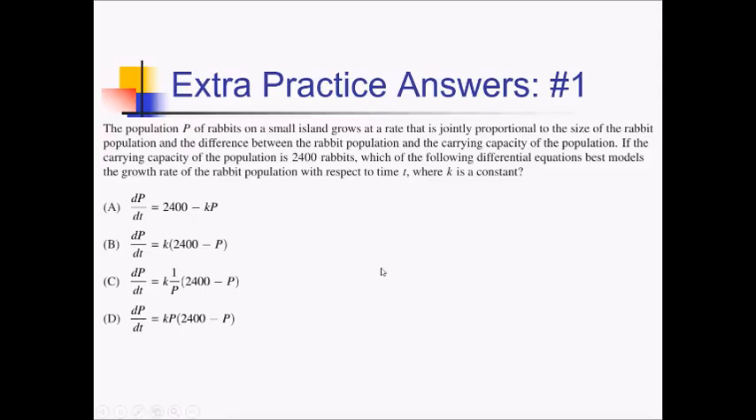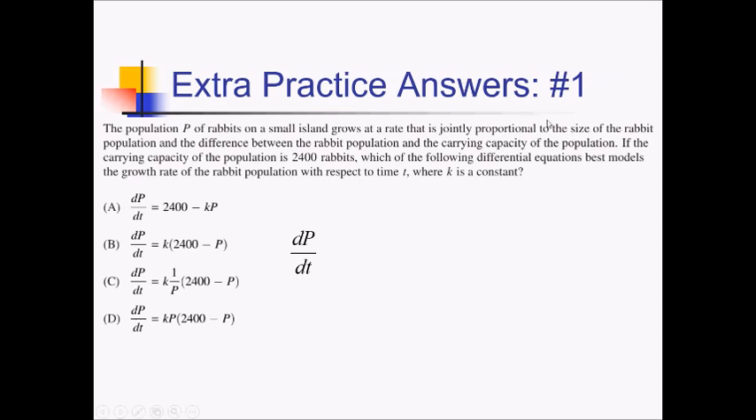For this problem, we're trying to come up with a differential equation that models a certain situation. The situation is the population of rabbits on a small island, and the population is given by P, and it grows at a rate, so this is dP over dt, that is jointly proportional to the size of the rabbit population and the difference between the rabbit population and carrying capacity.